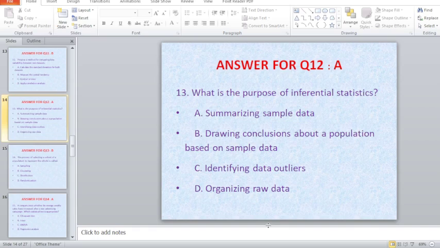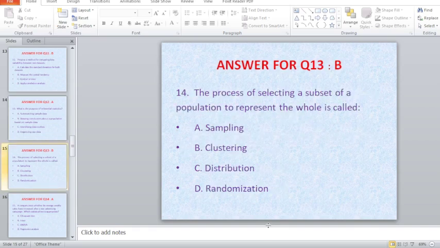Question number 14. The process of selecting a subset of a population to represent the whole is called A. Sampling, B. Clustering, C. Distribution, D. Randomization. Choice A, sampling, is the answer.